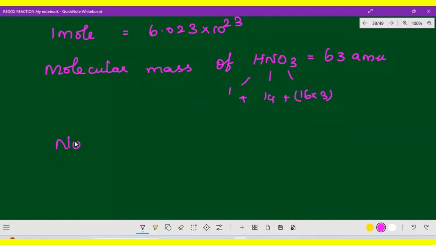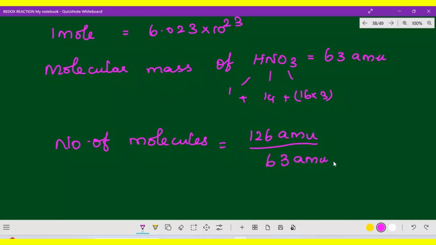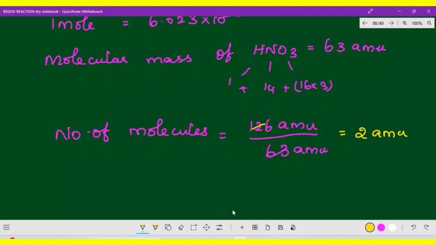Right, now number of molecules. That is the given mass, 126 AMU, divided by the molar mass, that is given mass by molecular mass. So here it is 63 AMU. Whichever way you go, that is only a fundamental concept: given mass by molecular mass, or given AMU divided by molar AMU. Now what answer will you get? When you calculate 126 by 63, you will get 2. Right, number of molecules is 2.